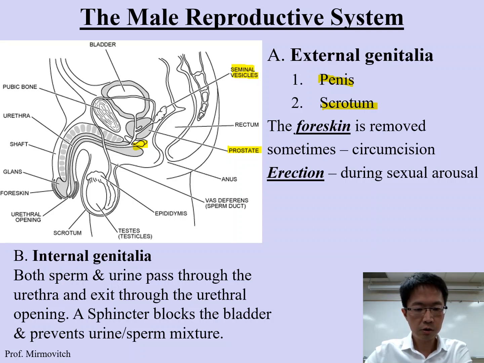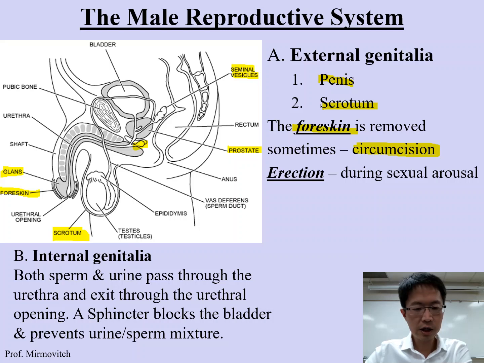And then the external genitalia is mainly your penis and scrotum. So you know the scrotum is here, you know what the penis is, I hope. And the foreskin is this part here. If it's removed, that is circumcision. If you are Jewish, or even if you are not, you may know about circumcision. After you remove the foreskin, the glans will be exposed. Erection happens during sexual arousal, I think everyone knows.